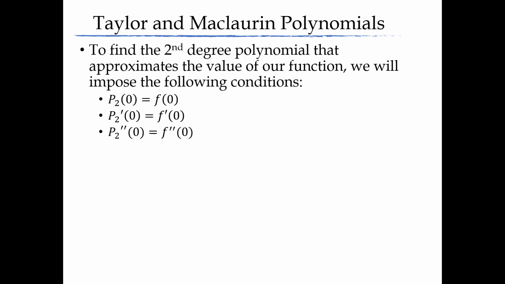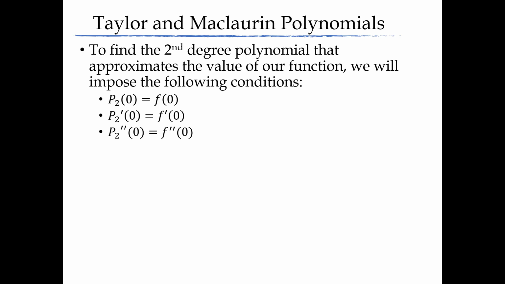There must be a value that we actually know. The second point, the derivative of the polynomial must equal the derivative of our function, just tells us that it must be going in the same direction. If our original function is increasing, our polynomial should also be increasing. If our original function is decreasing, then our polynomial should also be decreasing.